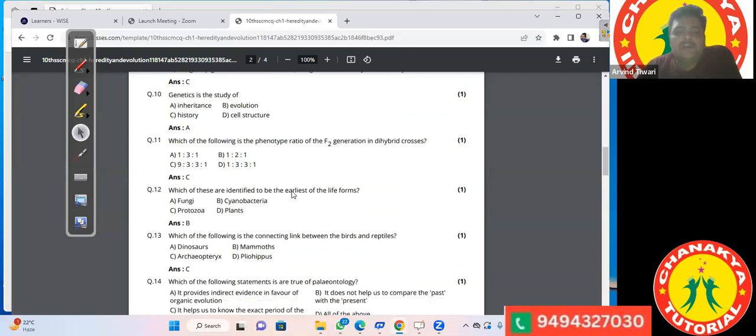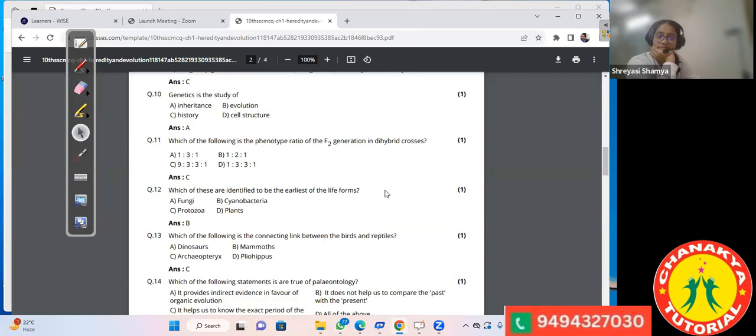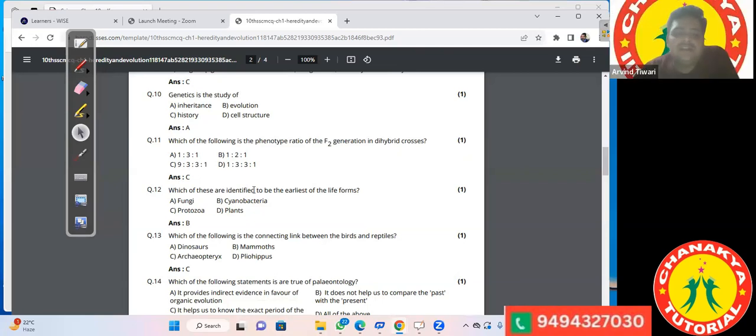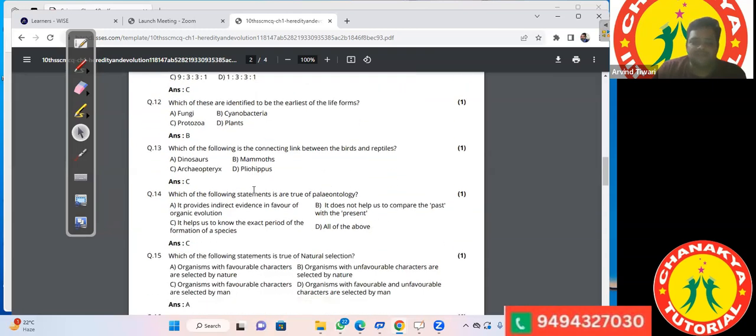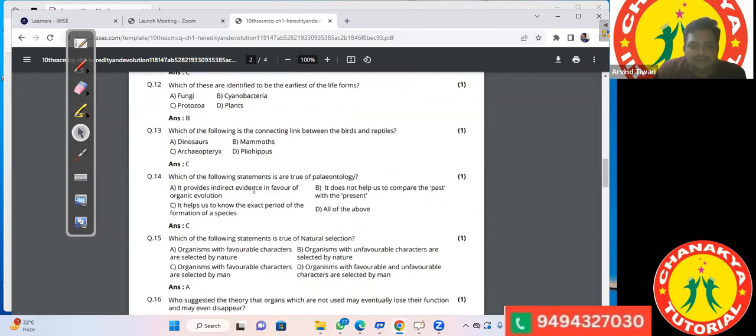C. Which of these is identified to be the earliest of the life forms? Yeah, it is from evolution, but can you answer it and justify your answer? If you know, I can justify. Cyanobacteria can be considered the earliest one, as they are the least developed cells. Next one is also evolution.